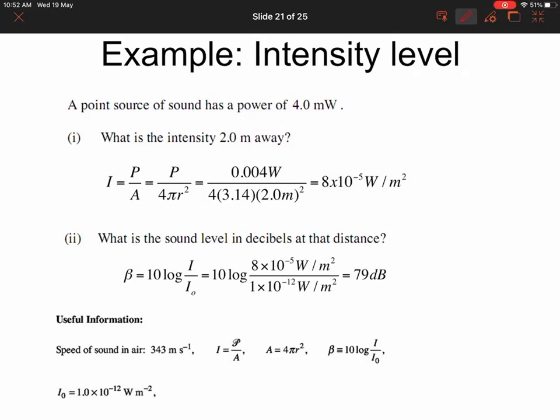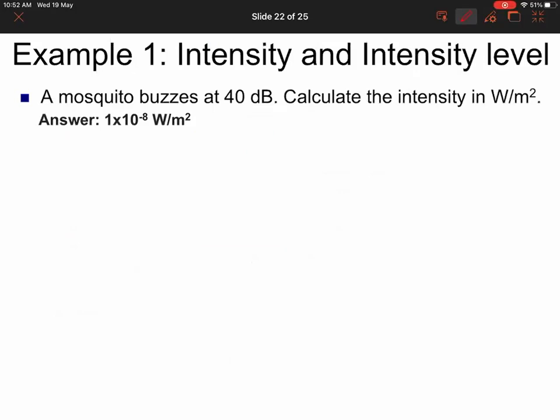And in the next question, we'll look at how we manipulate the logarithm to find the intensity I if we're given the level beta. So a mosquito buzzes at 40 decibels. Calculate the intensity in watts per meter squared. So beta is given, you want I. This log equation relates the decibels to the watts per meter squared, but you need to isolate I by itself.